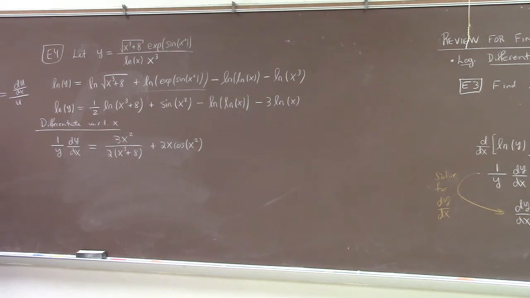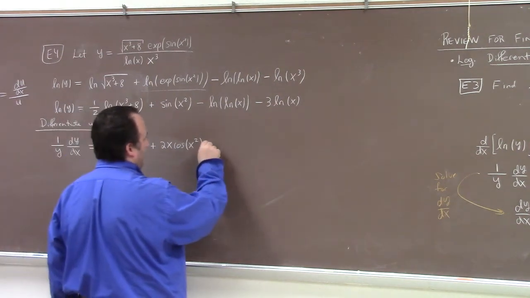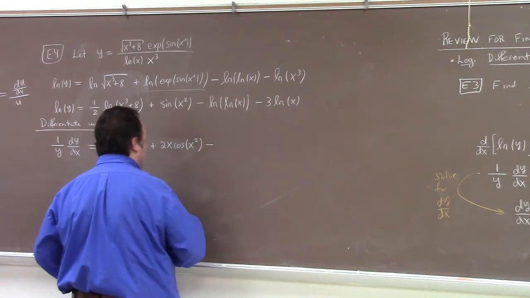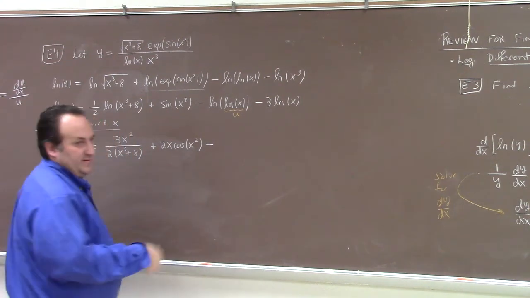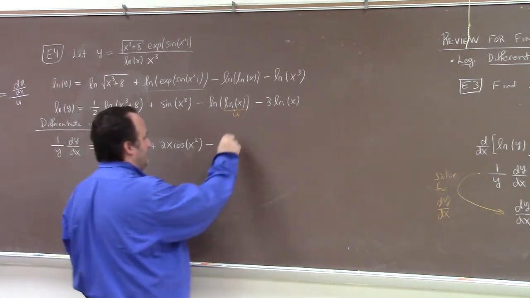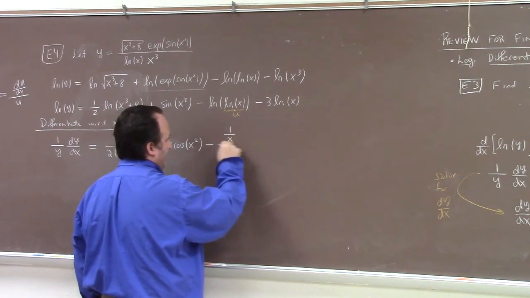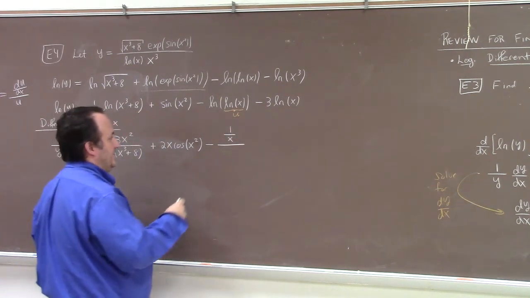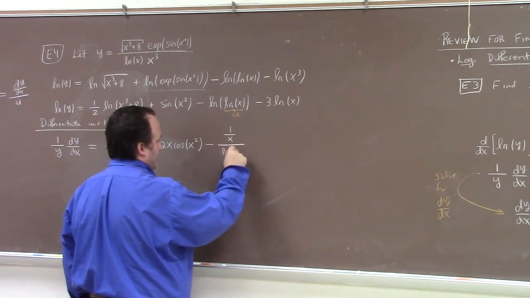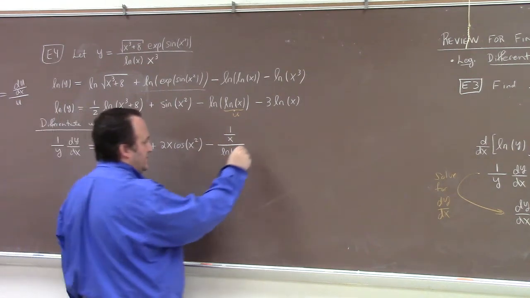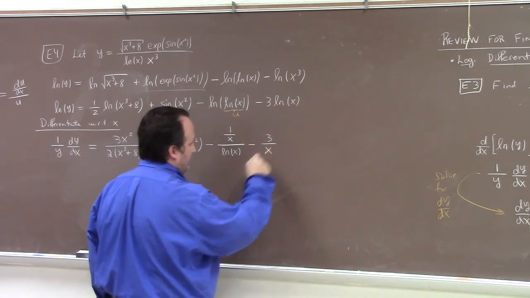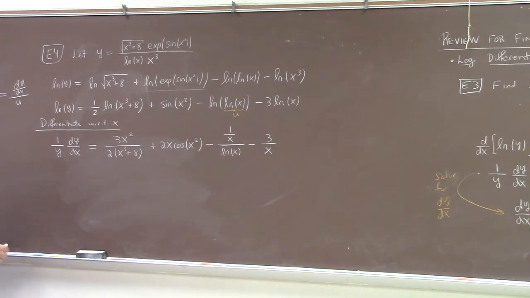And then how do I differentiate the log of the log? So this is my quote unquote u in the rule I just wrote over there, right? So what's the derivative of the natural log? It's 1 over x, right? And then I divide by u, which in this case is log of x. And then finally, the last term differentiates to just 3 over x. Now solve for dy dx.